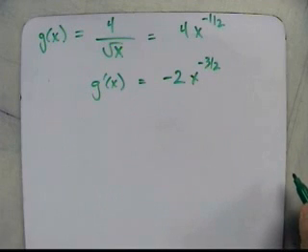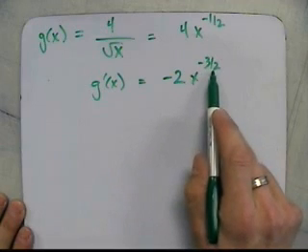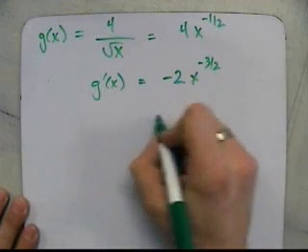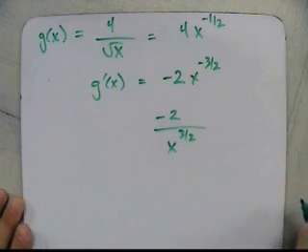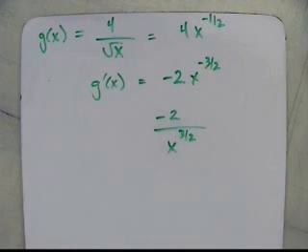Okay, are we okay with that? I hope. Then we just fix this negative exponent right here, which we don't like, so we put that in the bottom. It's going to give me -2 divided by x to the +3/2, which is similar to the answer we got before, right? That's cool. Yes, it is.